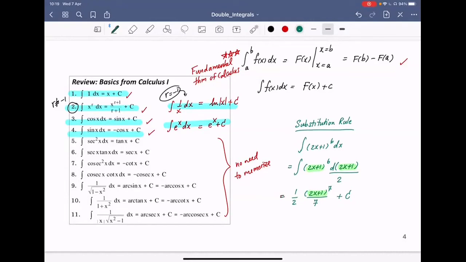Because when I do integration in 2 dimensions, I'm going to go like this. If the problem reduces to 1 dimension, I will do the substitution rule like this all the time. Sounds good? All right, that is how we do the basic integration from calculus 1. All right, so far so good.